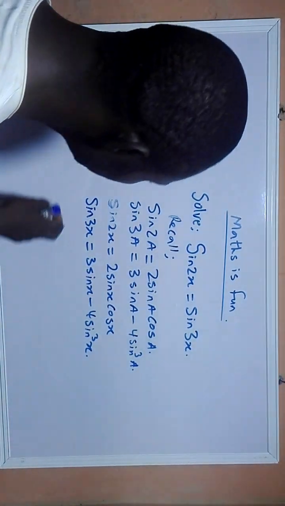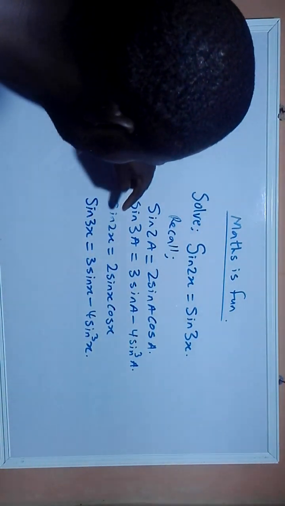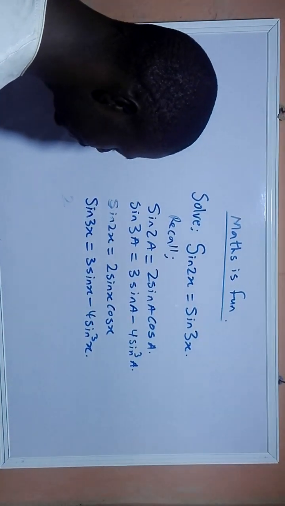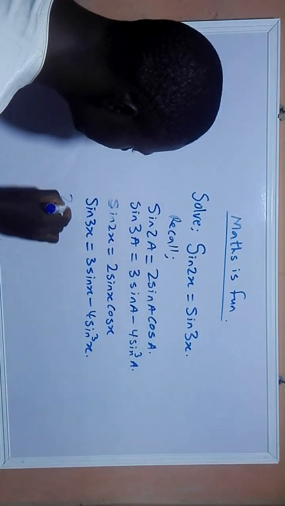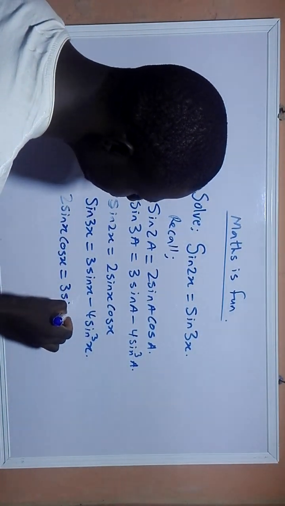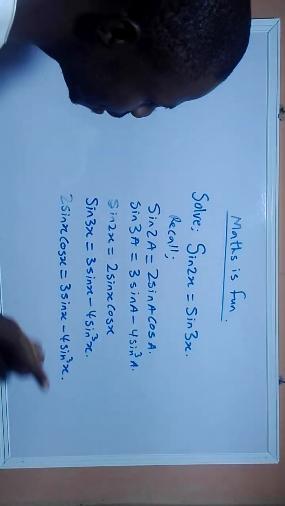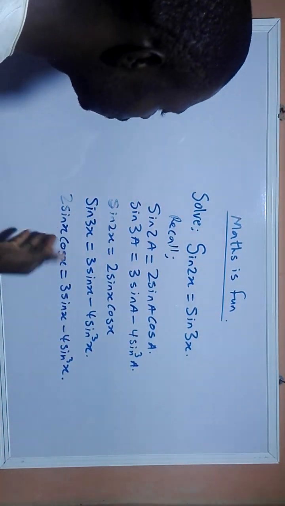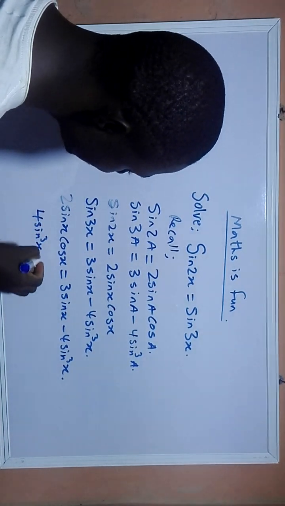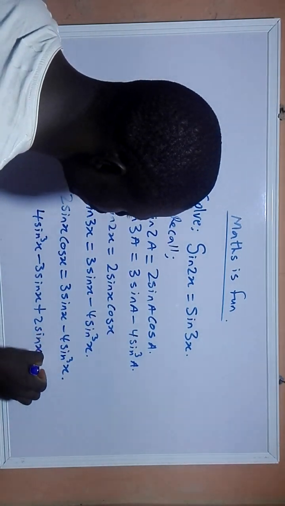Now let's proceed. As I said, we have this. How can we proceed from here? This is an equation, so we have to equate this with this. So we now have 2 sine x cos x is equal to 3 sine x minus 4 sine cube x. That's what we have. So now rearrange the equation. This one might come here. So we now have 4 sine cube x minus 3 sine x plus 2 sine x cos x.